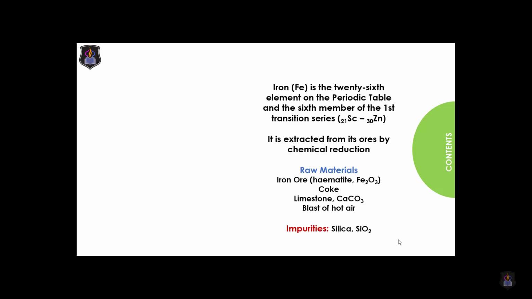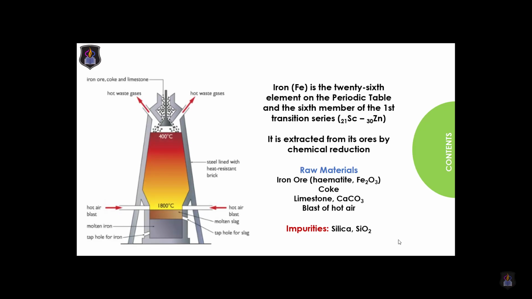The blast furnace, where the extraction takes place, is made up of steel lined with heat-resistant substances such as bricks because of the high temperature involved in the extraction process. As seen in the diagram, the iron ore, coke and limestone, collectively known as the charge, are fed into the furnace from the top, while the blast of hot air is pumped into the furnace from the bottom through tubes known as tuyeres.